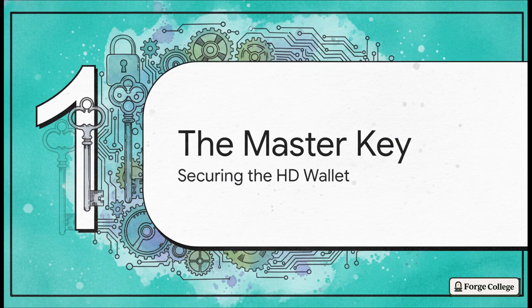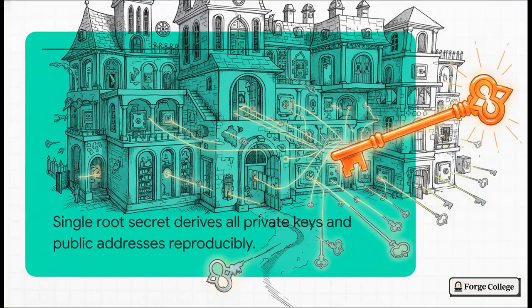Starting off with Section 1, the ultimate master key, securing the HD wallets. Now, to really wrap our heads around what we're protecting here, let's use a super simple, relatable analogy. I want you to imagine you own this massive, sprawling mansion filled with thousands of rooms, safes, and vaults. Now, a hierarchical deterministic wallet, or an HD wallet for short, is essentially a system where you don't need to carry around some ridiculously heavy keyring with thousands of individual keys.